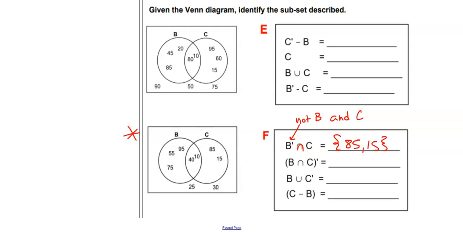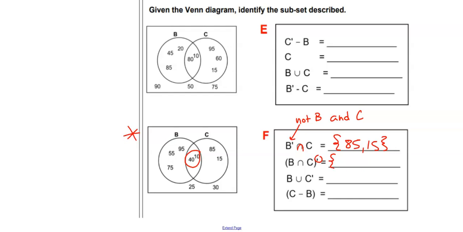I'll erase all that. All right, now this one here, I like this second one here. It says, find the intersection of B and C. So find where B and C intersect, but then not that. So kind of the opposite of that, because we have this guy here. So the intersection of B and C would be 40 and 10, but we actually want the opposite of that. We want not 40 and 10. So we're actually going to count everything else as an answer here.